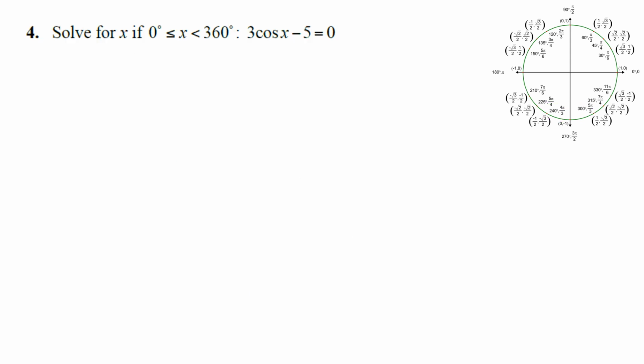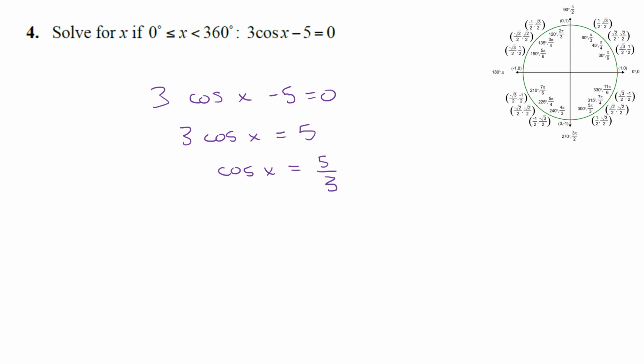All right. Here we're asked to solve for x. Again, x is between 0 and 360 degrees. This is similar to our last problem where we have 3 cosine x minus 5 equals 0, and we need to isolate our trig function. So we'll add 5 to both sides. Then we'll divide both sides by 3.